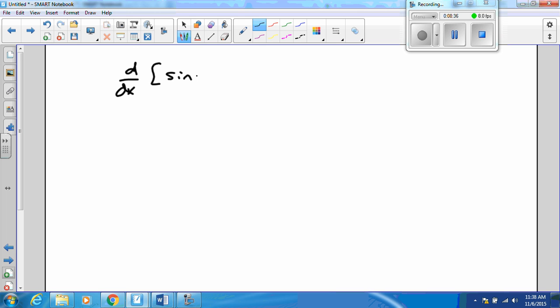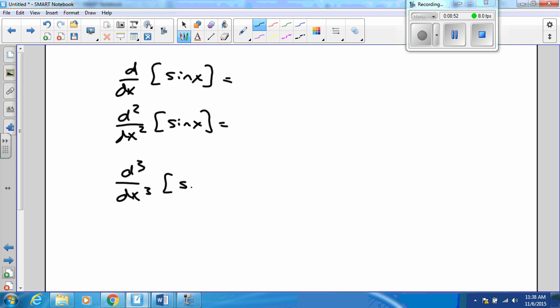I would like for all of you to give me, you've already done this, but again, the derivative of sine x. And then after that, I want you to give me the second derivative of sine x. And then after that, the third, and the fourth, and so on, and stop when you come back to sine x. Go. Stop when you start repeating yourself.